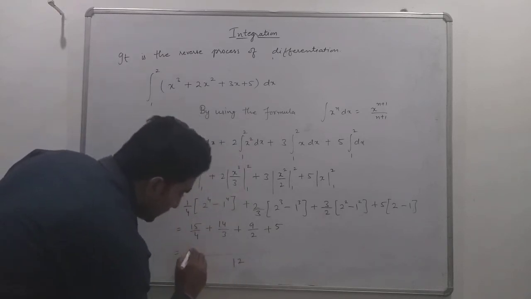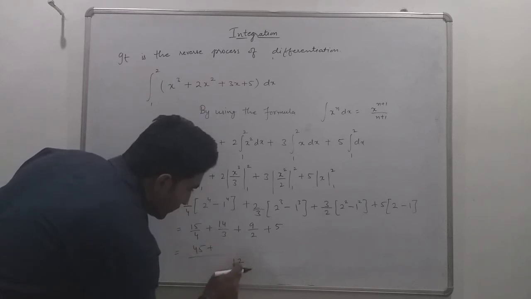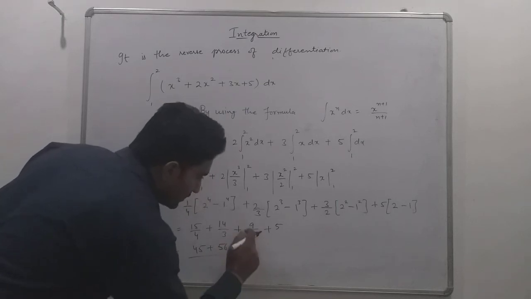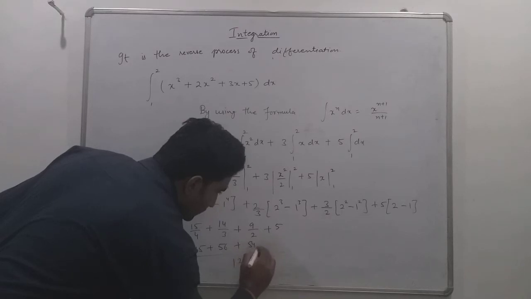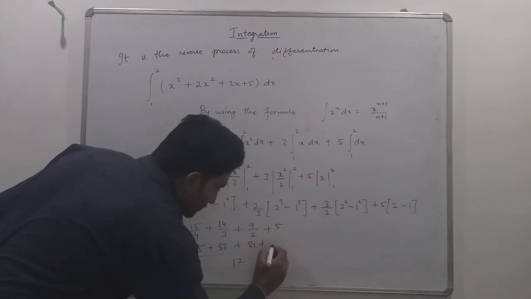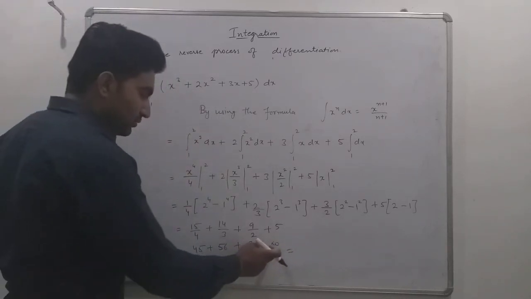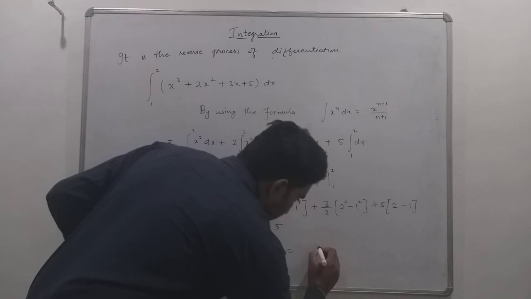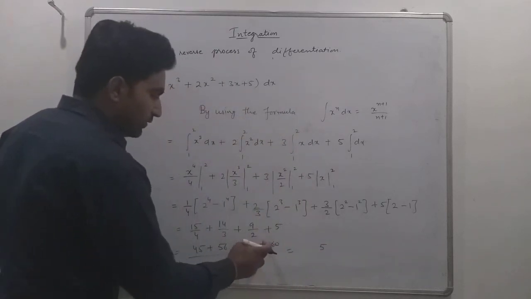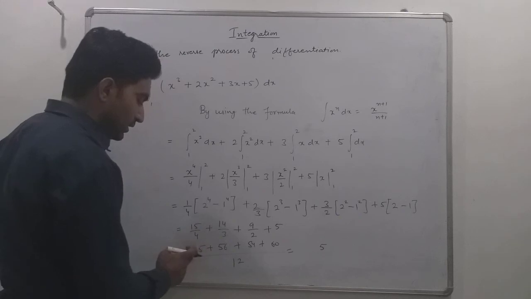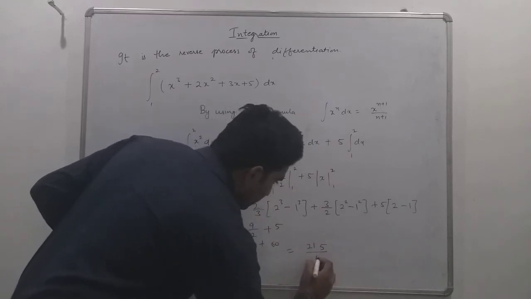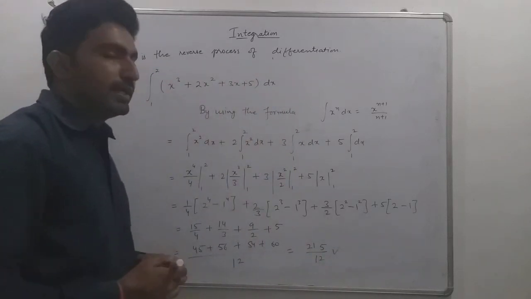4 3s are 12, and 15 3s are 45, plus 4 times 14 is 56, plus 6 times 9 is 54, plus 60. It will be 45 plus 56 plus 54 plus 60, which equals 215. So it will be 215 by 12. It is our answer, 215 by 12.